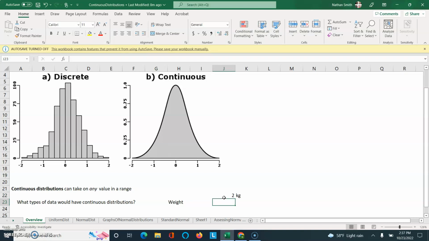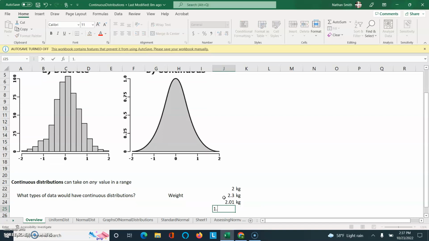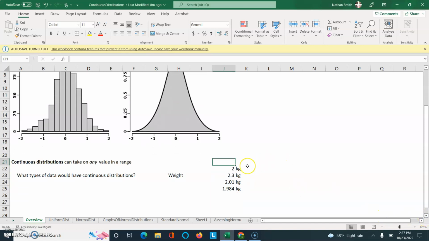Theoretically, the bag could be 2.3 kilograms, or maybe 2.01 kilograms, or maybe 1.984, etc. kilograms. I know it can't go below 0, and maybe there is an upper limit on how much these bags could weigh. But if the bag could theoretically take on any weight within that range, then it's an example of continuous data, and therefore we're going to have a continuous distribution.